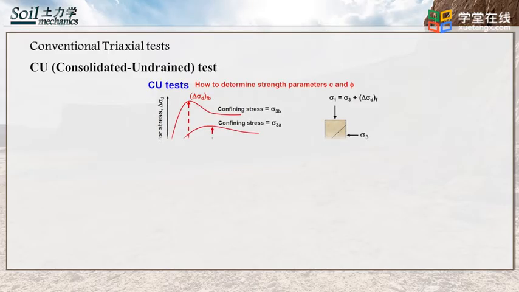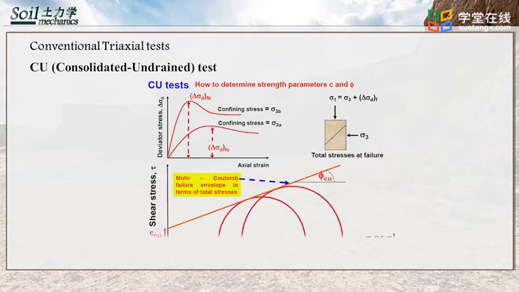Those figures present results from two individual CU triaxial tests with different cell pressures, indicated by sigma 3a and sigma 3b. In the top left figure, it can be seen that under different cell pressures, the peak deviatoric stresses are different. In the bottom figure, two more circles are drawn using the two sets of data, mainly the sigma 1 and sigma 3 at failure. The Mohr-Coulomb failure envelope can be drawn. Friction angle phi and cohesion c can be determined.